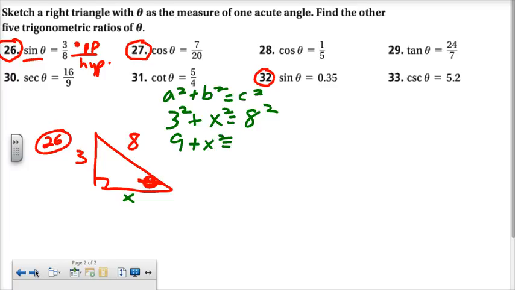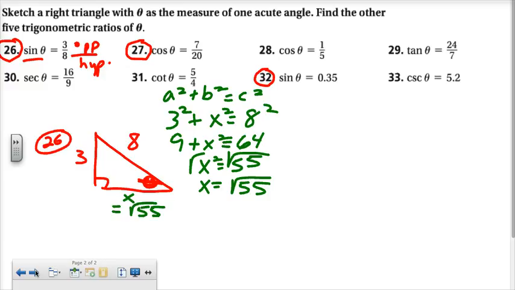9 plus x squared equals 64. And then we'd take 64 and we would subtract 9. So x squared equals 55. And then we'd have to take the square root. And unfortunately, that's all we can do with it. There aren't any perfect squares that are going to go into that. So this is the square root of 55.